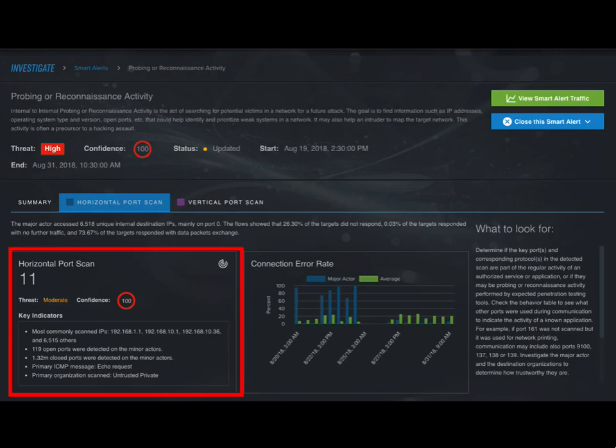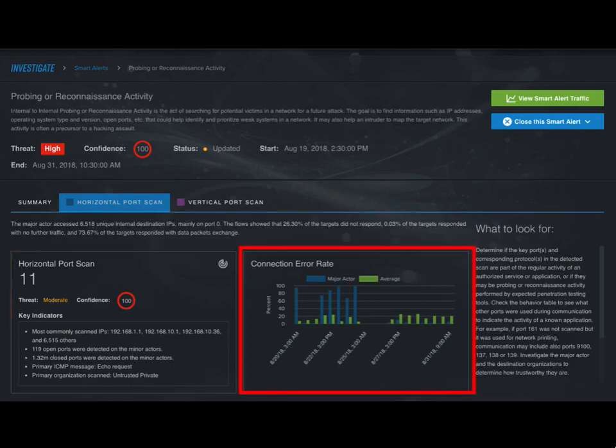Investigate the major actor and the destination organizations to determine how trustworthy they are. If the connection error rates are higher than the baseline, there is a greater risk of this being malicious activity. If error rates are very low, the major actor most likely already knows of the systems it is communicating with. This may still be malicious activity, or could be an authorized application.